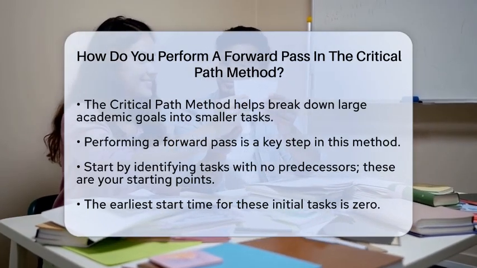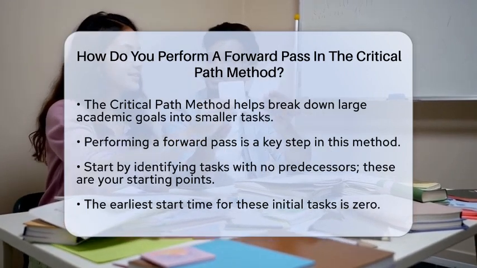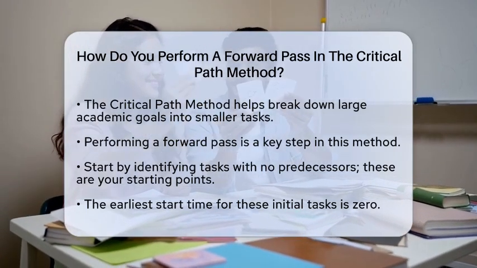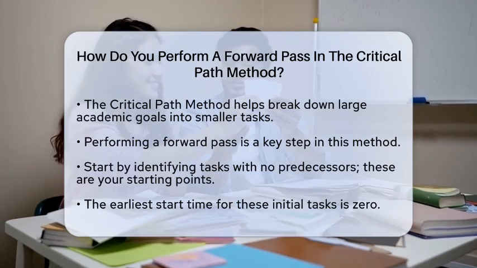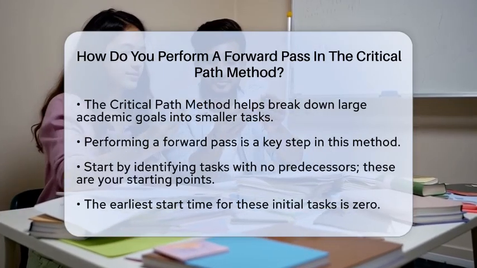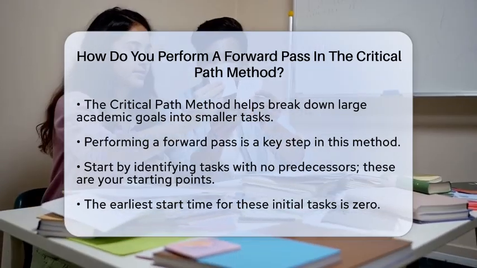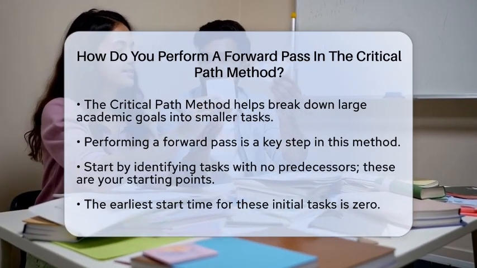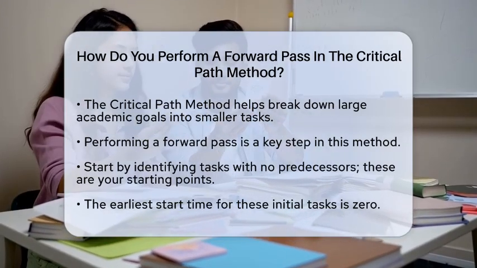One of the key steps in this method is performing a forward pass. So, how do you do it? Let's break it down step by step. First, identify the first task or tasks that have no predecessors. These are the starting points of your project. Since they are the first tasks, their earliest start time is 0. This means you can begin working on them right away.